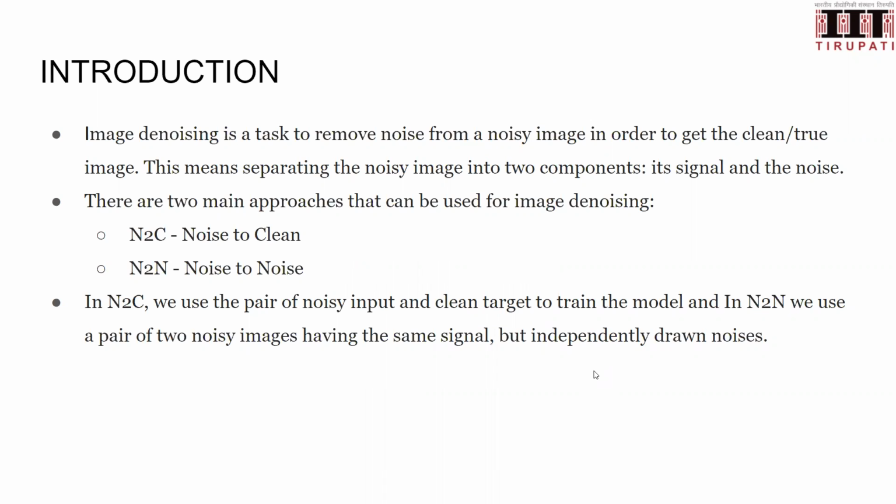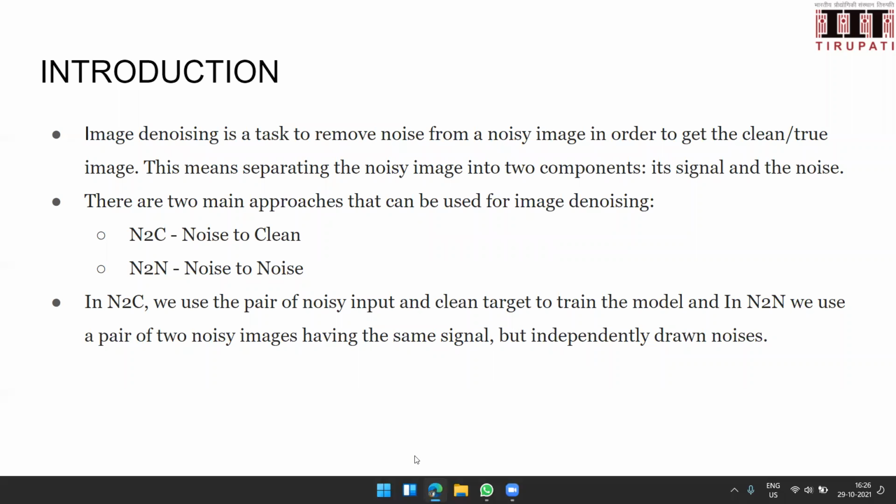Image denoising is to remove noise from a noisy image so as to restore the true image. It separates the noisy image into two components, its signal and the noise. Image denoising can be done through two main approaches, noise to clean and noise to noise.